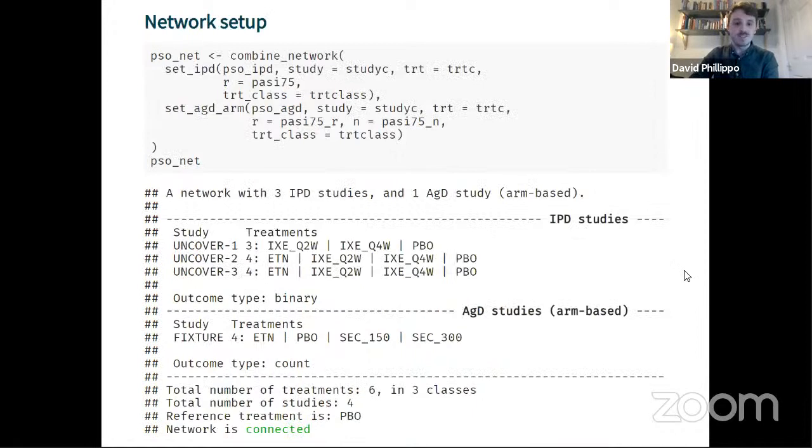Combining this all together into a network using the set functions to set each data source, and then combining them together using the combine_network function. We tell it which columns contain the studies and the treatments, specify the outcomes, and we're also going to set a treatment class as well. And you can see then I can print the results of the network below. And for example, it tells you that it's connected, so we're all good.